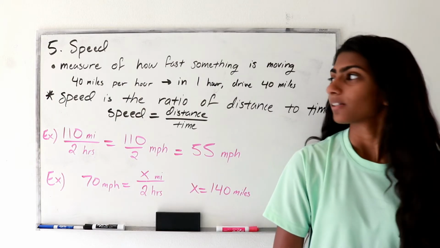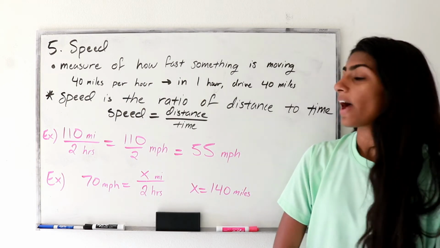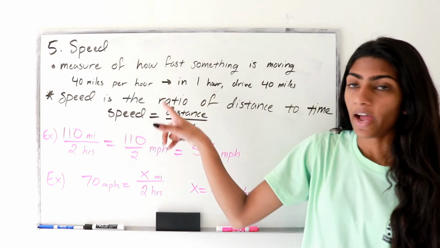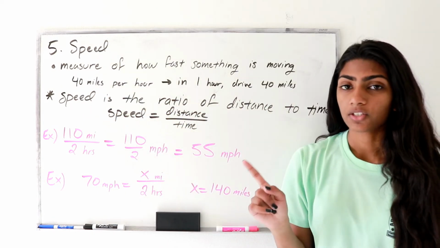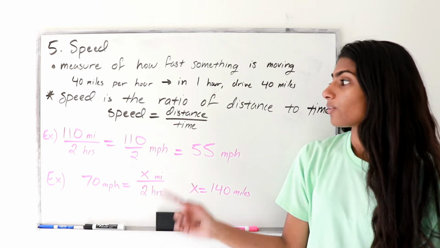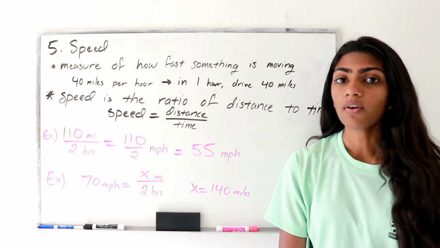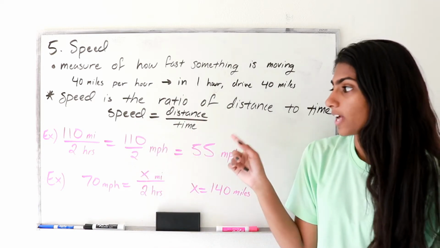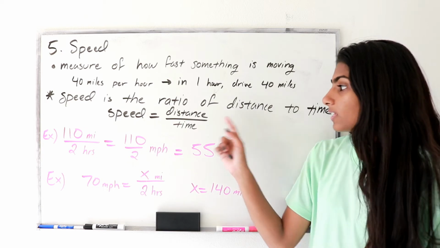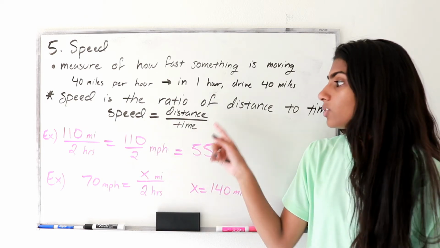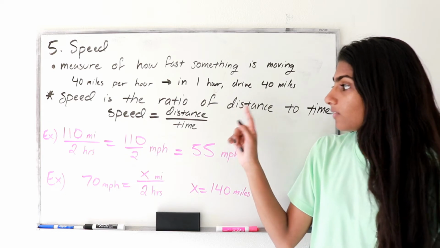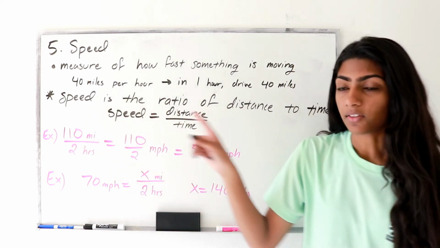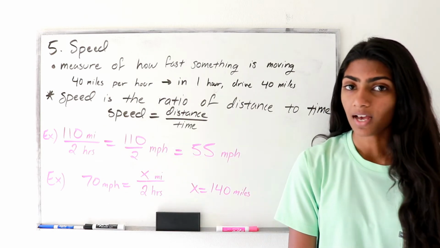Next, let's look at speed. Speed is the measure of how fast something is moving. Right here, something is moving 40 miles per hour, which means that in 1 hour, it's going to drive 40 miles. A really important note is that speed is the ratio of distance to time. So speed equals distance over time, and you can rearrange this to find the unknown. Let's say you know the speed and the time, but you don't know the distance. Then you isolate the variable, which here is distance, and multiply speed and time together to get distance. So speed times time equals distance.